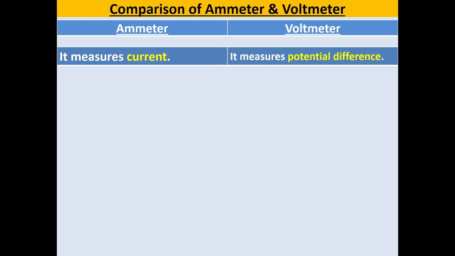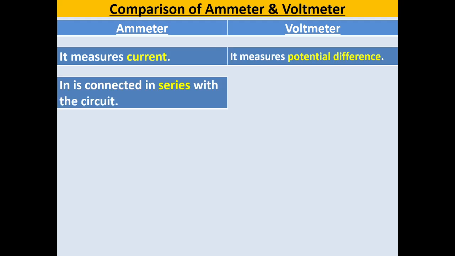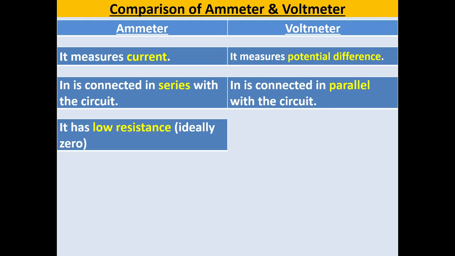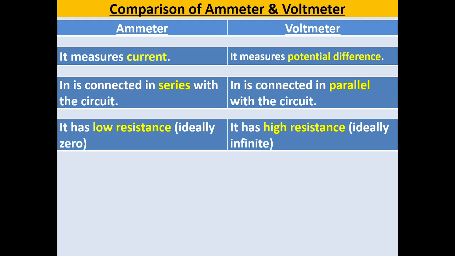Now we will compare ammeter and voltmeter. We know that an ammeter is an instrument which measures current, whereas a voltmeter is an instrument which measures potential difference. Whenever an ammeter is connected in a circuit, it is connected in series with the circuit, whereas a voltmeter is connected in parallel with the circuit. So we say that an ammeter has low resistance. An ideal ammeter should have zero resistance. A voltmeter has high resistance. An ideal voltmeter should have infinite resistance.